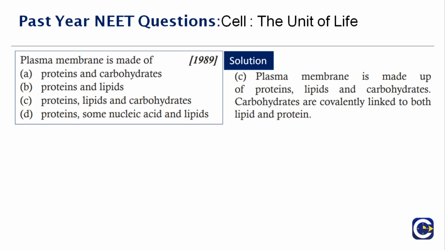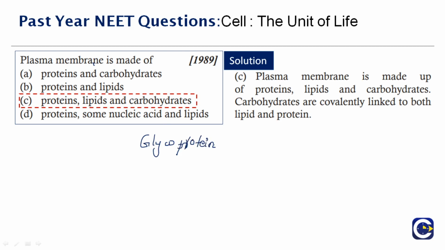Carbohydrates, if you see, are covalently linked to both lipid and protein. That is why they form the constituent of, as we saw in the earlier question on the fluid mosaic model, glycoprotein and glycolipid. Very important actually. Though carbohydrate is present in minimal amount, the constituents are correctly matched. Carbohydrate is attached with protein and with lipid. Therefore, the correct answer is option C. Plasma membrane contains 3 constituents: proteins, lipids and carbohydrates in minimal amount.